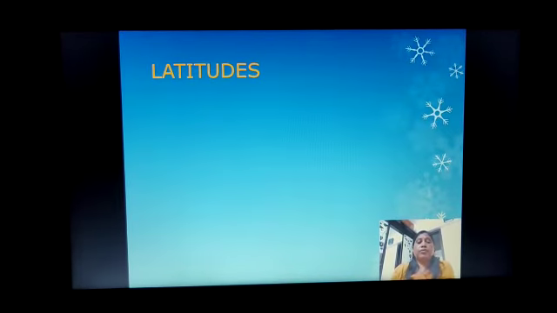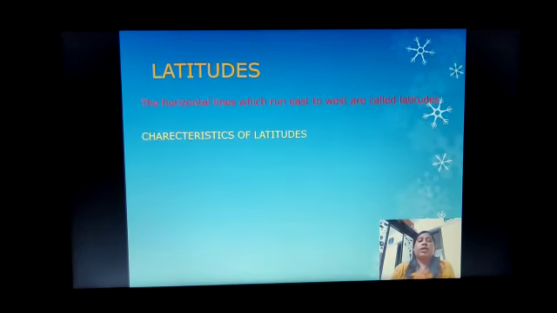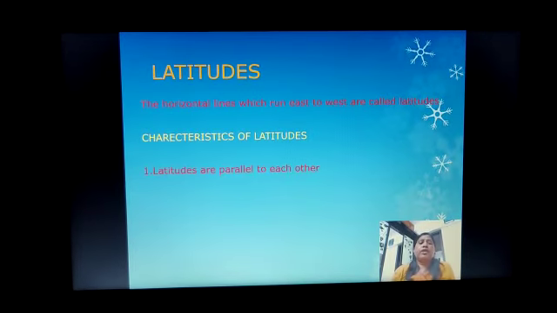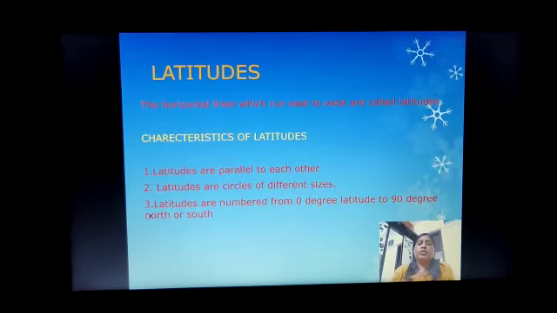Next, latitudes. The horizontal lines which run east to west are called latitudes. The latitude lines in each hemisphere are drawn parallel to the equator, so they are called parallels of latitude. Now I will tell you some characteristics of latitudes. Latitudes are parallel to each other. Latitudes are circles of different size. Latitudes are numbered from 0 degree latitude to 90 degrees north or south. There are 181 lines of latitude.